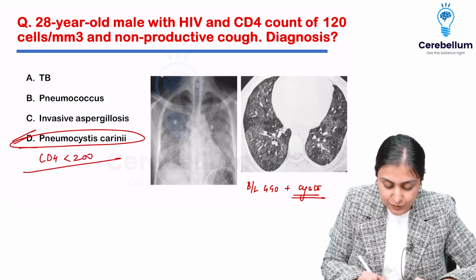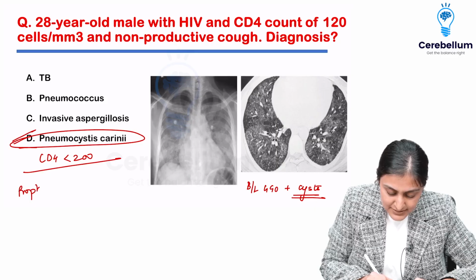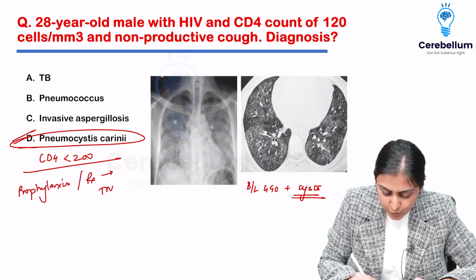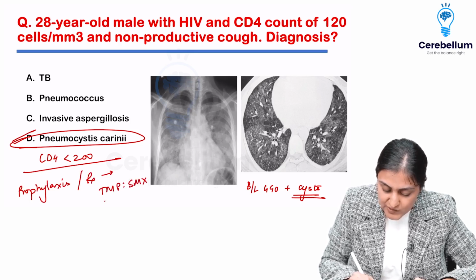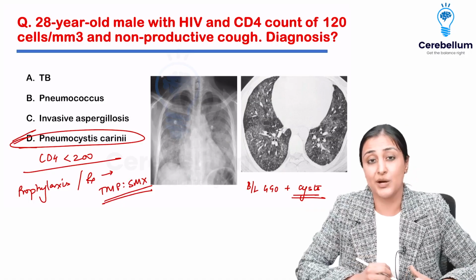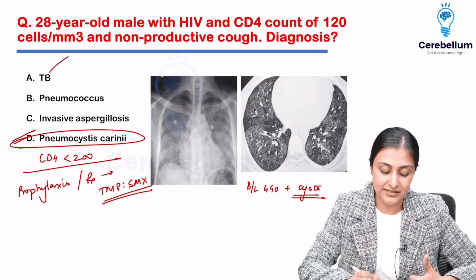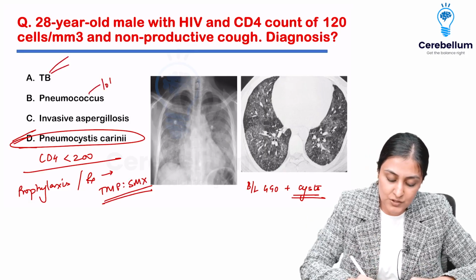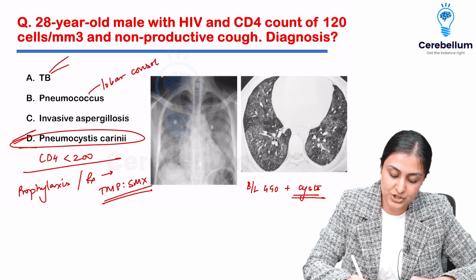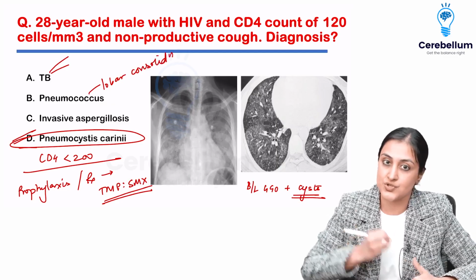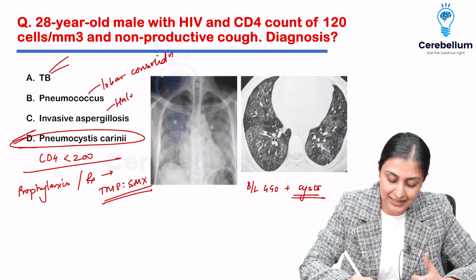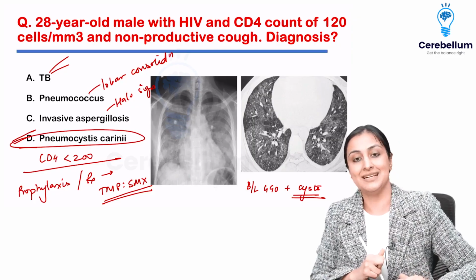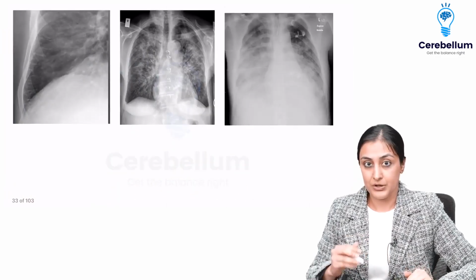So that's why we have to give prophylaxis as well as treatment. Both of these are done with cotrimoxazole. So this is very, very important. Let's rule out. Can this be TB? No, neither is this tree-in-bud nor is this miliary pattern. Pneumococcus is going to be a lobar consolidation, not bilateral GGOs. Aspergillosis we saw were nodules with a halo sign. So this indeed is PCP, right?